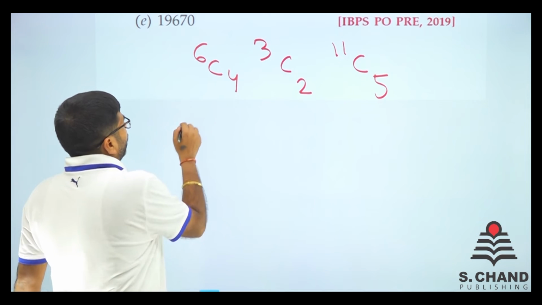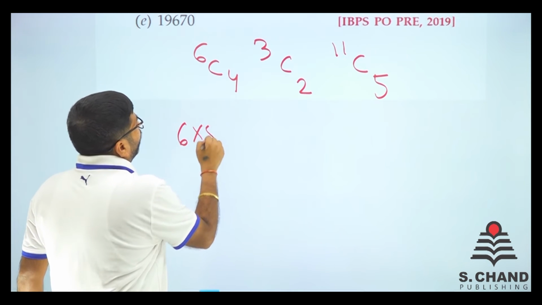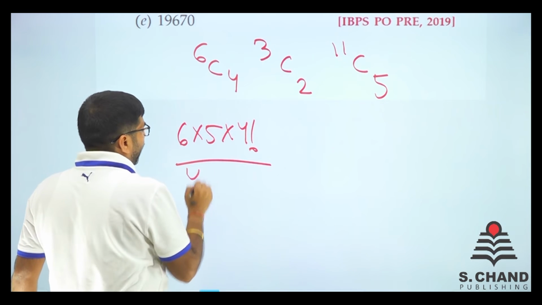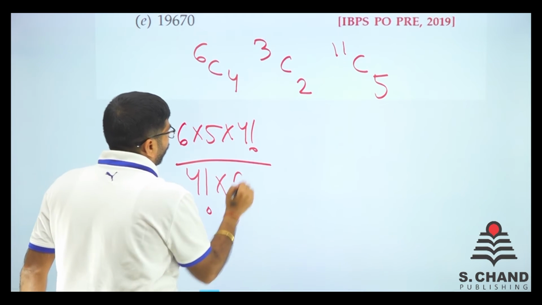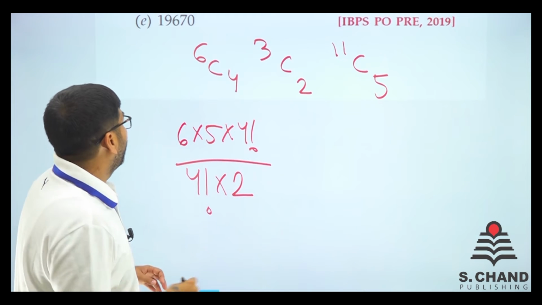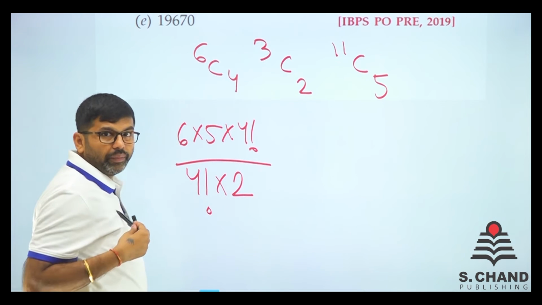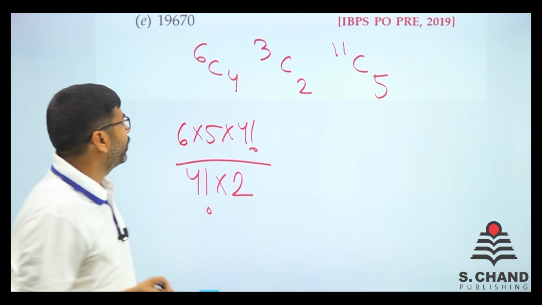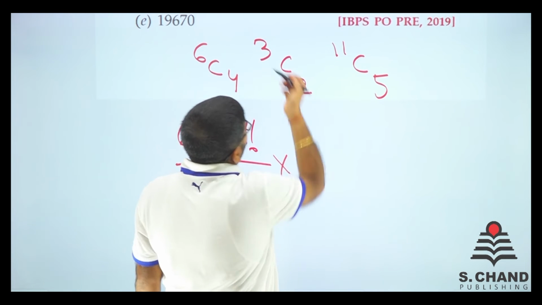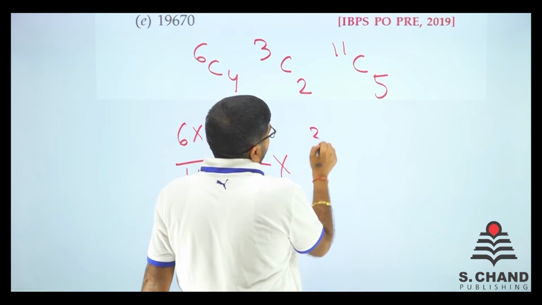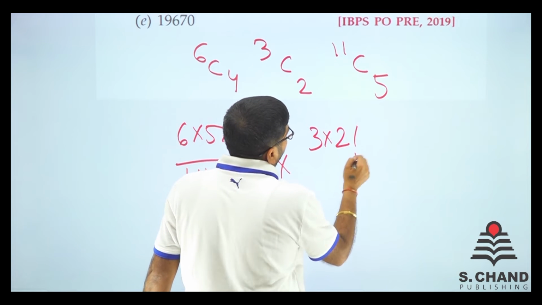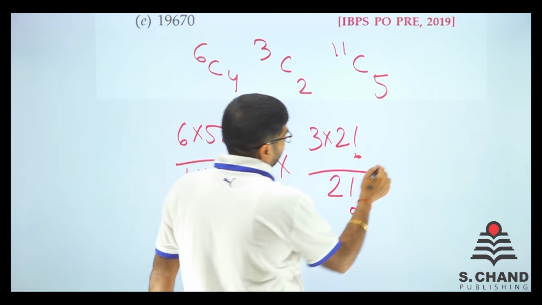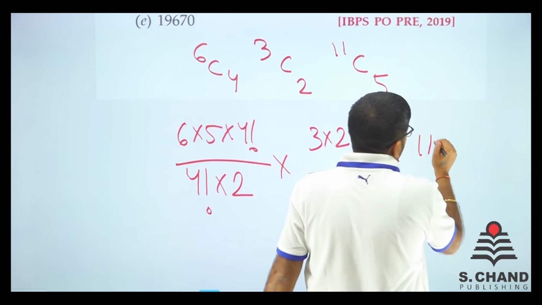So 6C4, if you remember, 6 into 5 into 4 factorial divide by 4 factorial into 2 factorial. Why so? If you remember, it will be 6 factorial, it will be 4 factorial and 6 minus 4, 2 factorial, right? In the similar way, 3C2. So it is like 3 into 2 factorial divide by 2 factorial and 1 factorial. So 1, leave it.